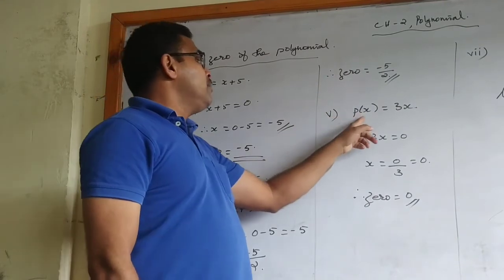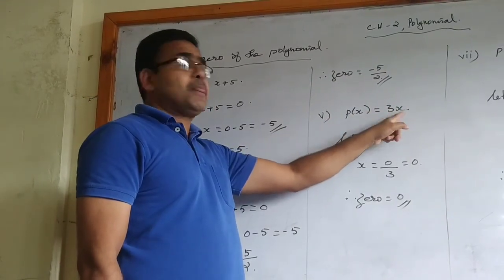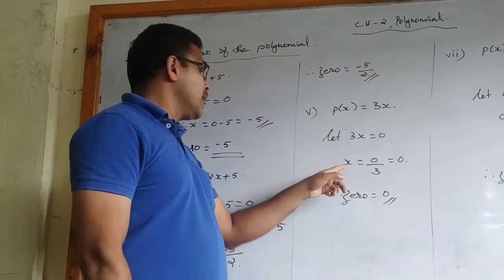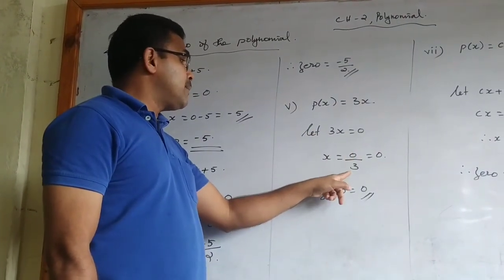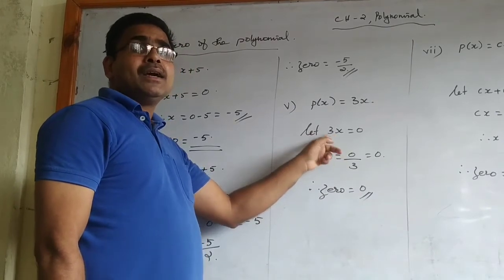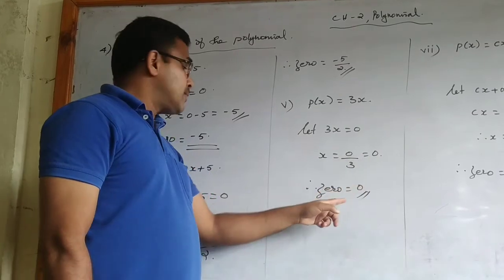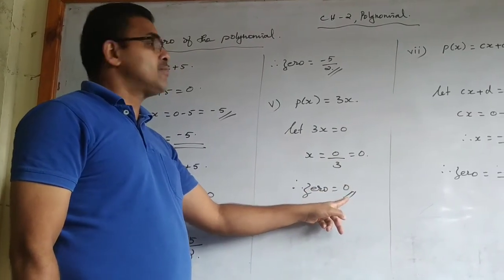Next question, P of x equal to 3x. Let 3x be equal to 0. 3x equal to 0. Then x equal to 0 divided by 3, because 3 is multiplied here. When we transpose, it will be divided. 0 divided by 3 equal to 0. Therefore, the zero of the polynomial is 0 itself.